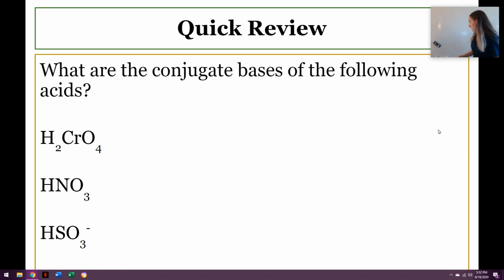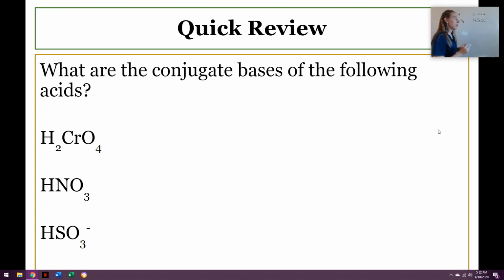So let's take our H2CrO4. Now imagine it gives up a hydrogen. What would it look like? Well, it would have only one hydrogen left. It's only going to have one hydrogen left and a negative charge, because your hydrogen is an ion in this case. So there's your conjugate base. Here's your acid, and here's your conjugate base pair.